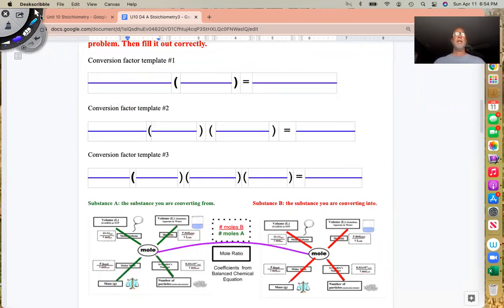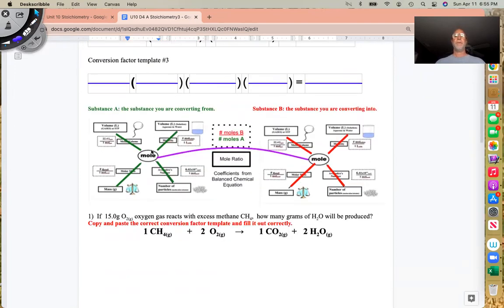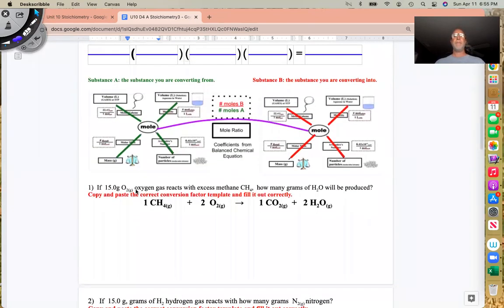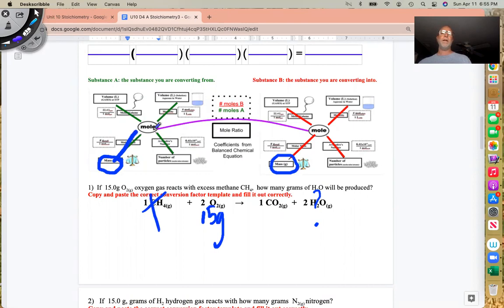So we're going to go down. Let's look at the first question. And here it is. It says we have 15 grams of oxygen reacts with excess methane, which means we have extra methane. How many grams of water will be produced? So we're starting with 15 grams of oxygen. We have excess methane, which means we don't have to worry about it. We're trying to figure out how many grams of water. We're starting over here at grams of oxygen. We need to go 1, 2, 3 streets.